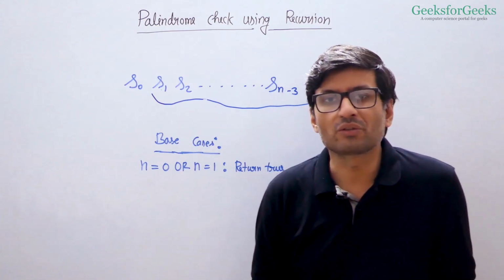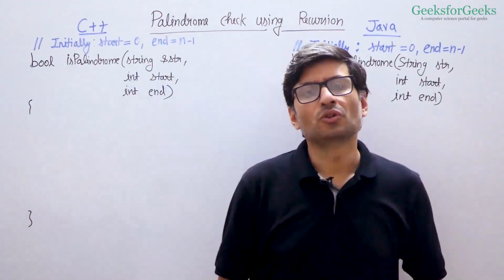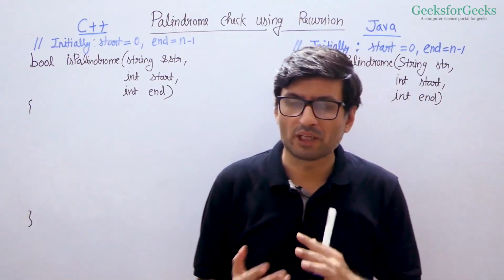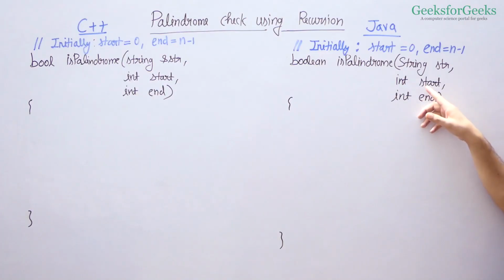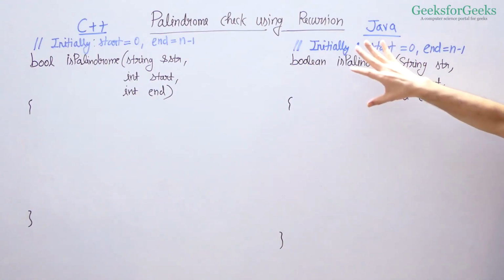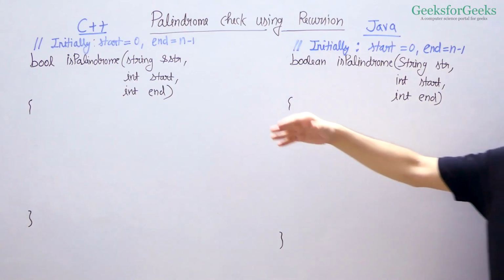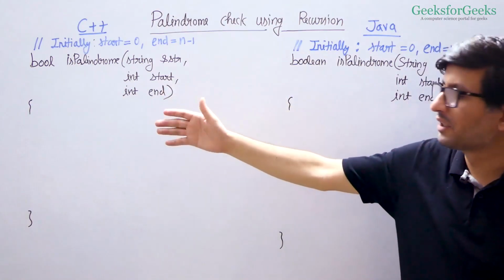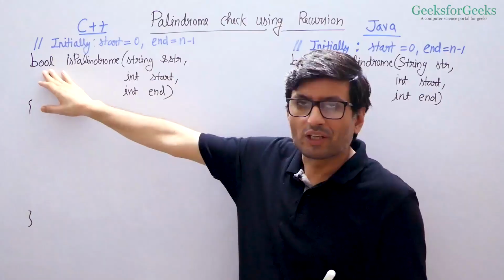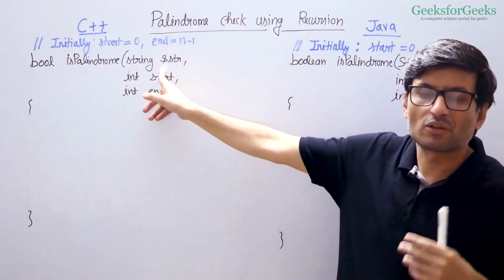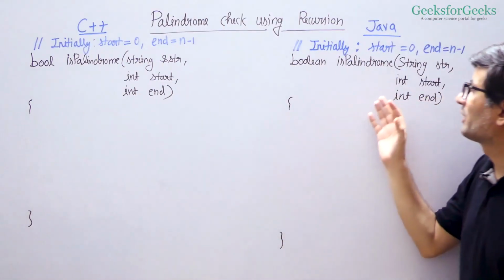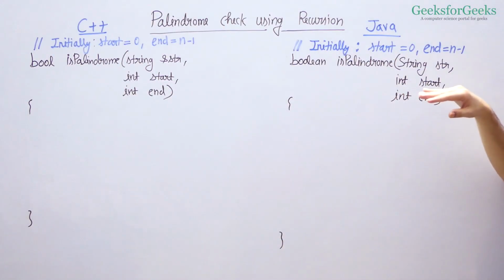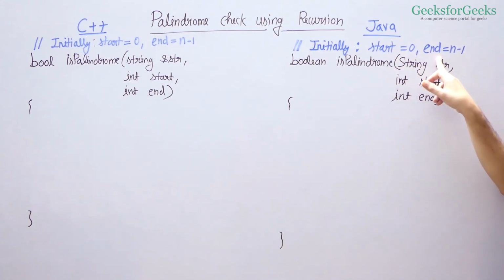Now please pause this video and try to write down the complete function. You mainly need to write this function isPalindrome that takes a string as an argument and two indexes as arguments. If you're programming in Java, you need to write the function this way, and if you're programming in C++, you need to write it this way. Bool is the data type of the return value. The string we pass by reference for optimization purposes to avoid string copy in C++. In Java, it's anyway by reference. We pass two extra parameters, start and end, and these parameters are initially 0 and n-1.